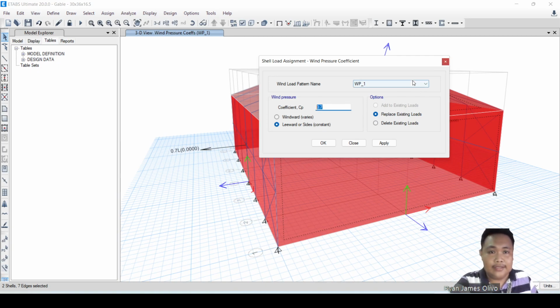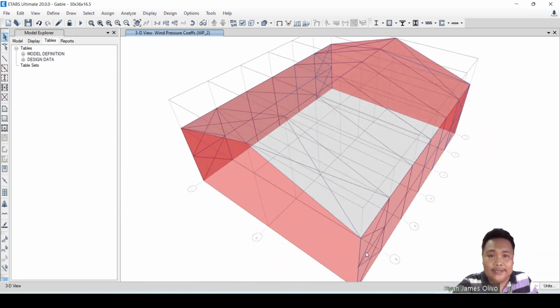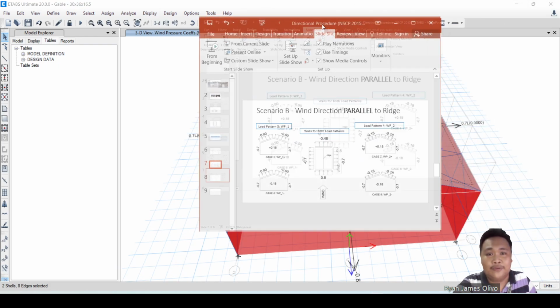Then WP1 is negative 0.46. Also click leeward, guys. Don't forget leeward, so apply. So leeward apply and WP2 and click leeward, previous selection I mean. Then apply WP2, leeward. Okay, apply WP2. So finally, we can go to the roofs, which is the roofs for load pattern 1.